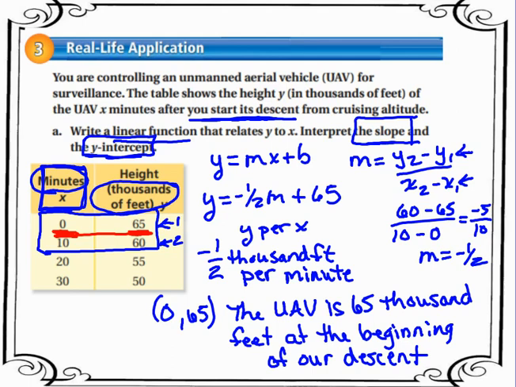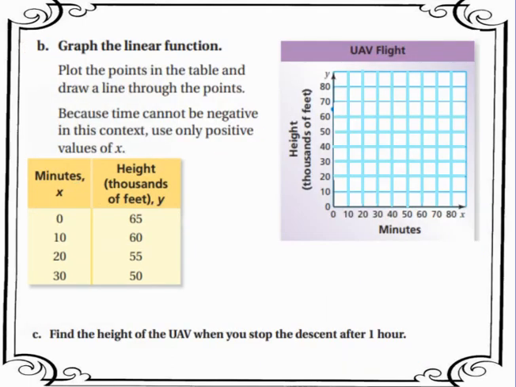All right, so let's look at another one. Oh, this is the same one. It says we're going to take these points and graph them. So 0, 65, we're going to put that on right there. And then 10, 60. And then 20, 55. And then lastly, 30, 50. So we graphed those points, and you see that the slope is negative. It's going downhill. Because the time cannot be negative, we don't need any points out here. We don't keep going up this way because it doesn't make sense to have negative time. Okay, so only positive values will work.